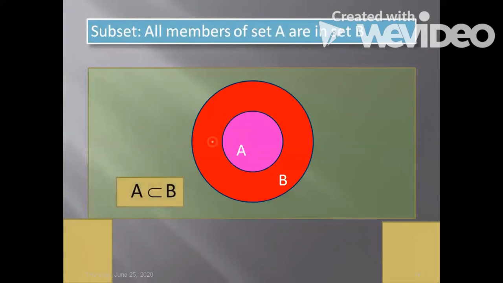So we have another one, a subset. A subset is when all the members of one set are contained in the other set. If you look at this circle here, everything in A is contained in B. So we say A is a subset of B, and this is the symbol.